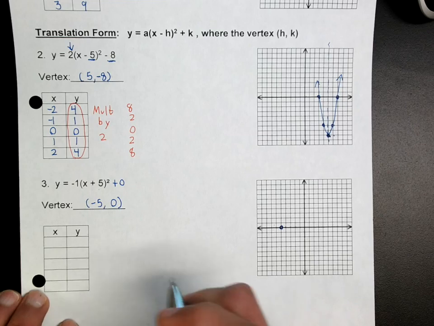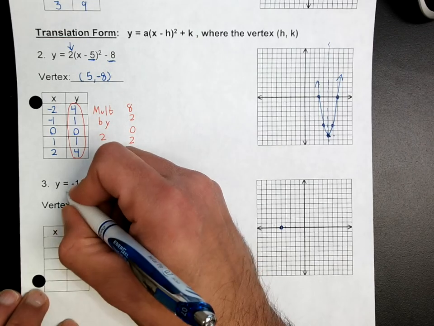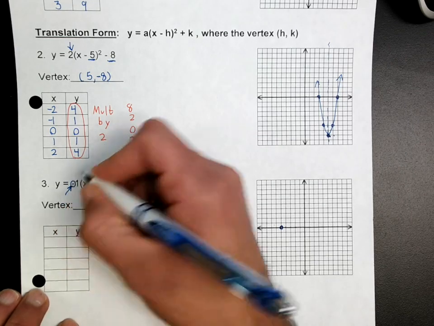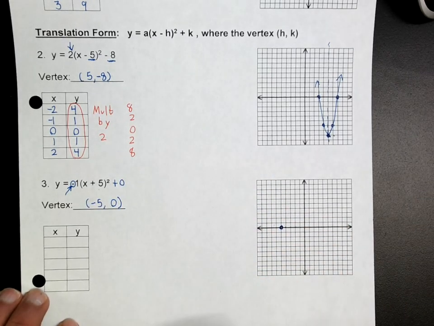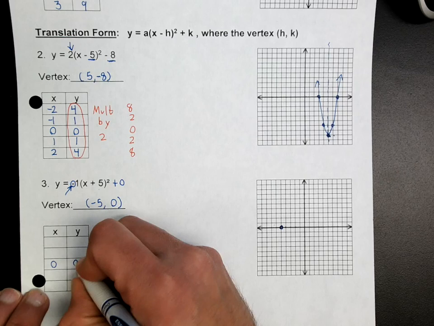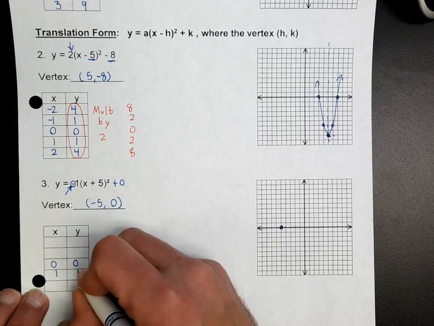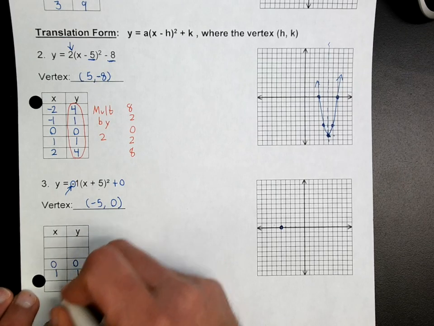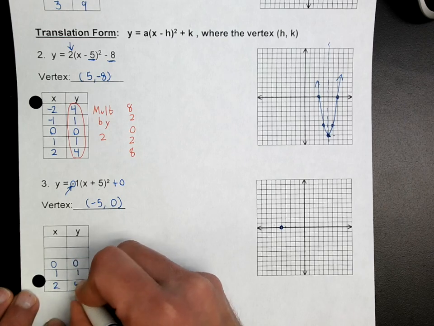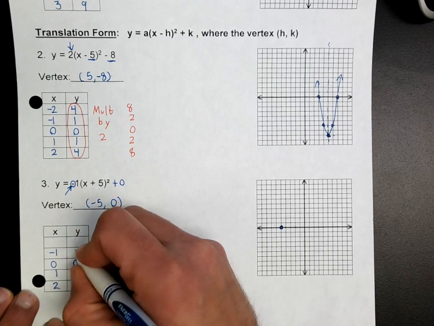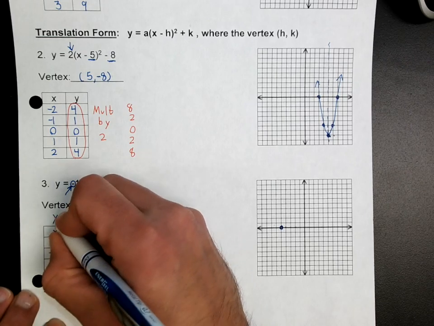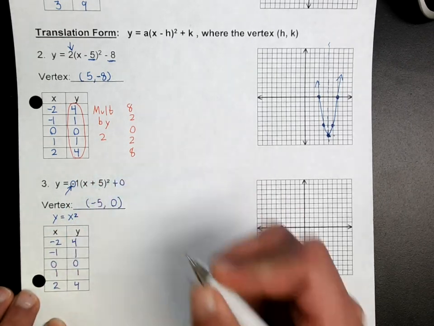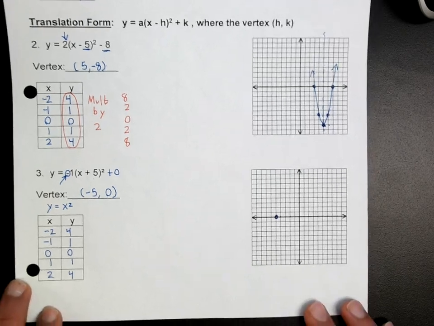Now, this is not being stretched. However, that negative right there is going to make this reflect over the x-axis. So therefore, if this were our normal points, 1, 1, 2, 4, negative 1, positive 1, negative 2, positive 4. Now again, remember these are the points for y equals x squared. Right? These are the points for my parent function.